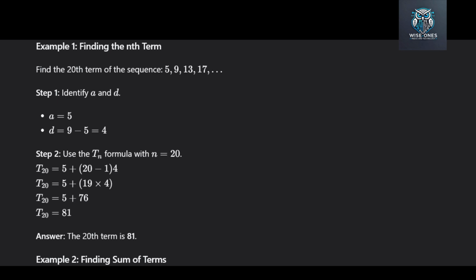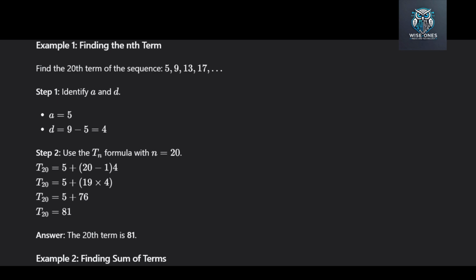19 multiplied by 4. Let us do this slowly. 10 times 4 is 40. 9 times 4 is 36. 40 plus 36 is 76. So now we have 5 plus 76. 5 plus 76 is 81. Answer. The 20th term is 81. Please write that down. See how we just followed the formula step by step.